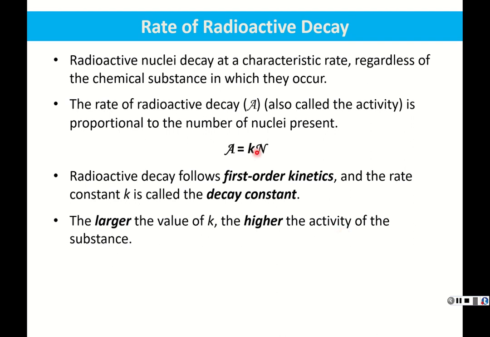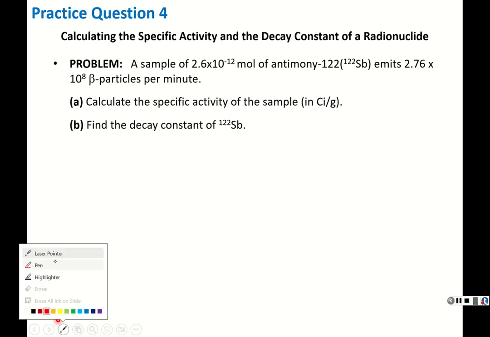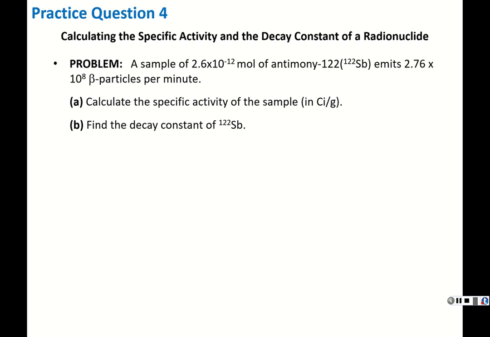The higher this value gets, the higher that value will be for a given value of N. Okay, so let's try a question using this principle. A sample of 2.6 times 10 to the minus 12 moles of antimony-122 emits 2.76 times 10 to the 8 beta particles per minute. Calculate the specific activity of the sample in Curie per gram. And then the second part, find the decay constant for antimony-122.